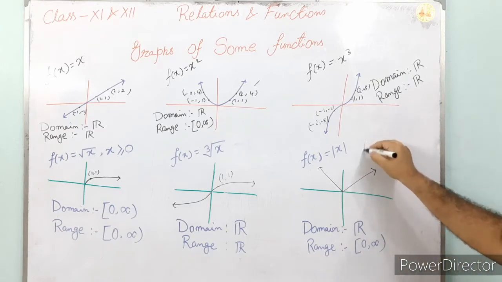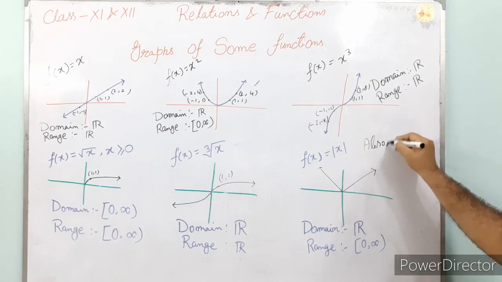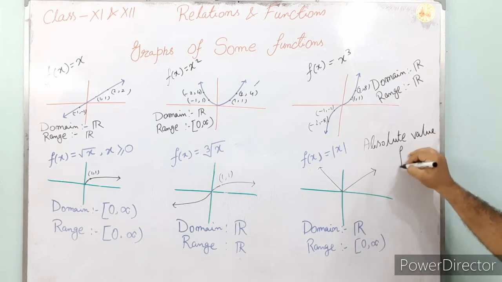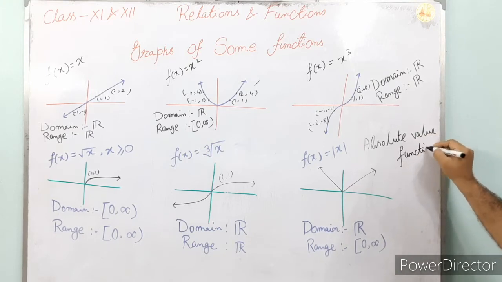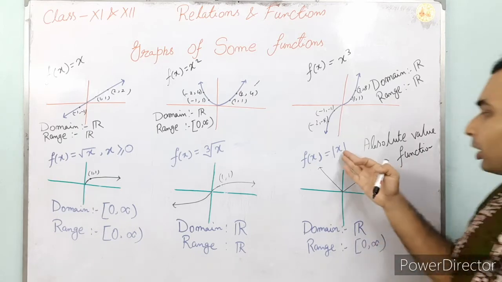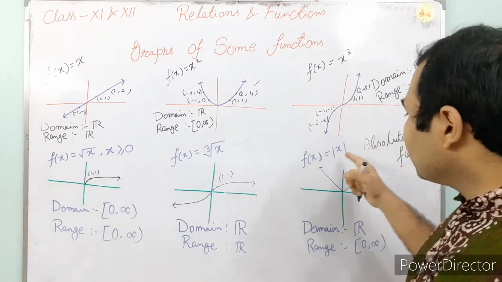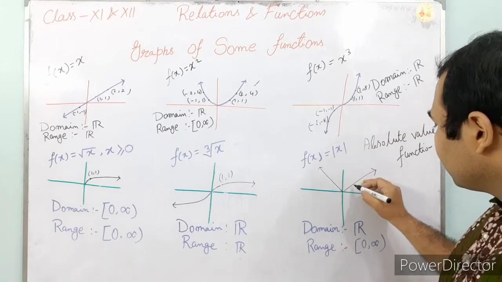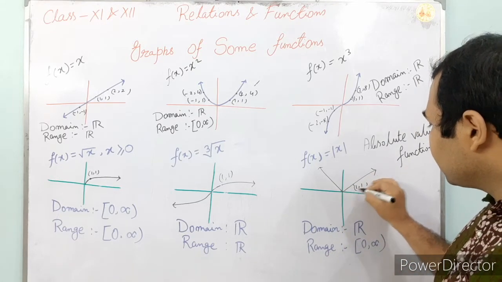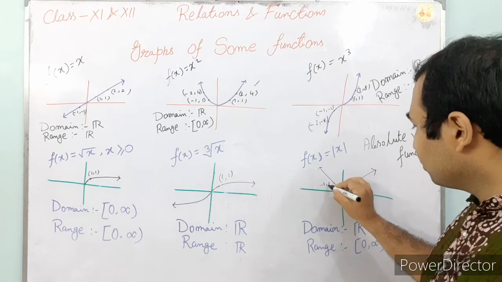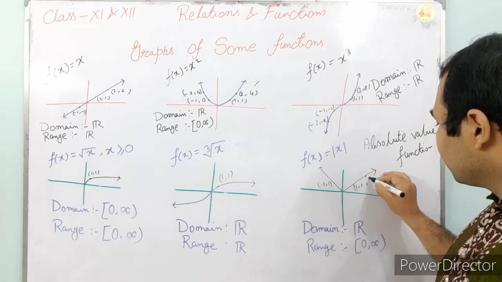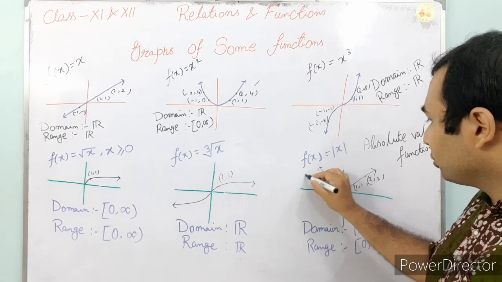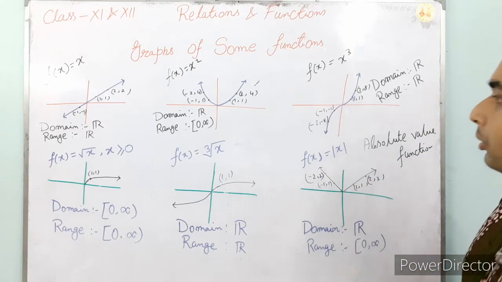It is the absolute value function, or the modulus function, you can say. Here whatever points you take, it will give the positive value. So for 1 it is the point (1, 1), and for minus 1 it is (-1, 1). It is (2, 2), and (-2, 2).